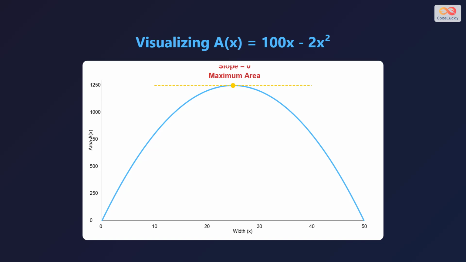Now we have a function, A(x) = 100x - 2x². If we graph this, we see a parabola opening downward. Our goal is to find the highest point on this curve. Notice that at the very peak, the tangent line is perfectly horizontal, meaning the slope, or the derivative, is 0.